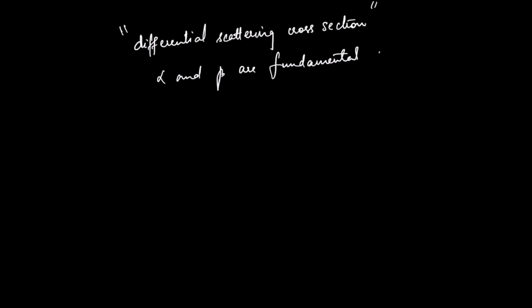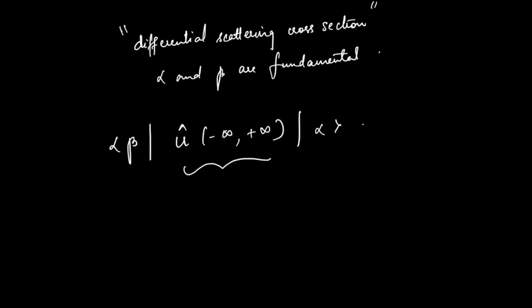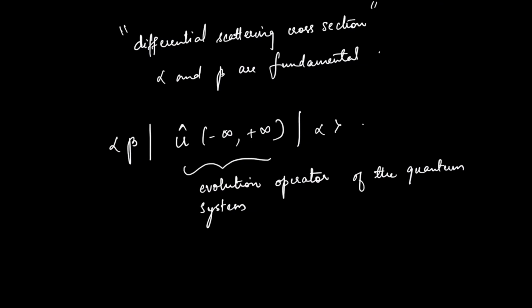So I can write beta, and then an evolution operator, which I am representing by U from minus infinity to plus infinity, acting on alpha. So U is the evolution operator of the quantum system.